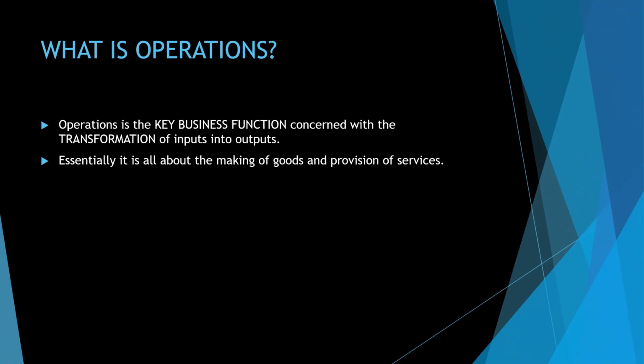So before we start, what is operations? Operations is all about how the business makes what they do. So it's all about how they provide goods or services. So if a business makes cars, it's about how they do that. If a business just provides customer service, this is about how the business does what the business does. So it's about the transformation of inputs into outputs.